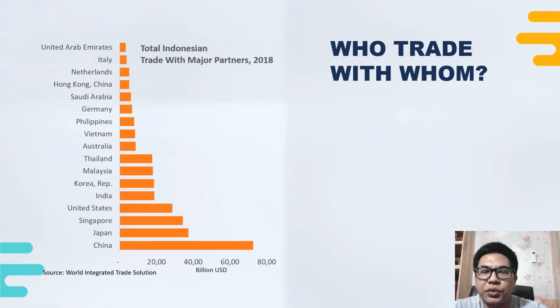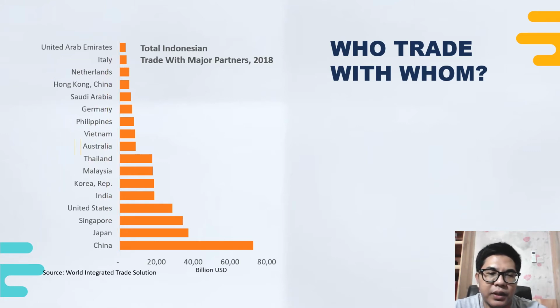The graphs show you all Indonesian major partner countries in international trade transactions in 2018. There are 17 countries considered major partners in Indonesia's international trade. They are the United Arab Emirates, Italy, Netherlands, Germany, Philippines, Korea, India, and of course China. Almost 80 billion US dollars is the value of international trade between Indonesia and China.